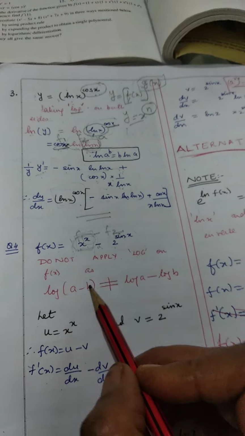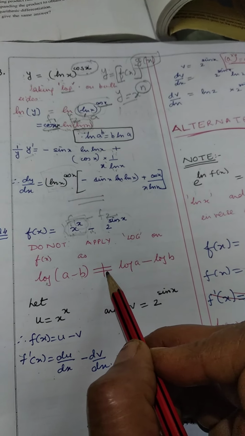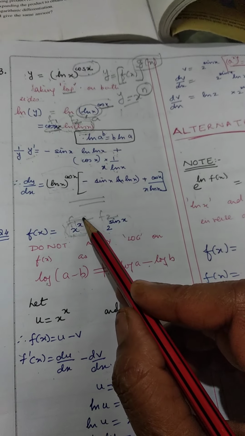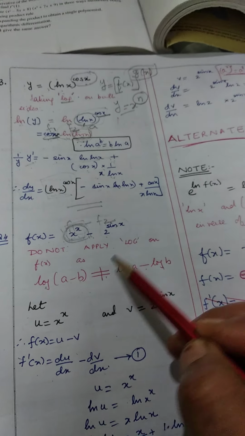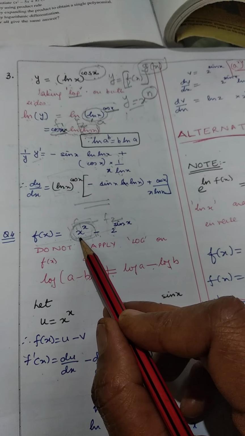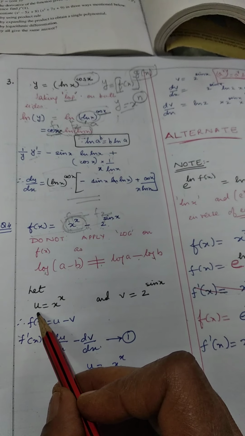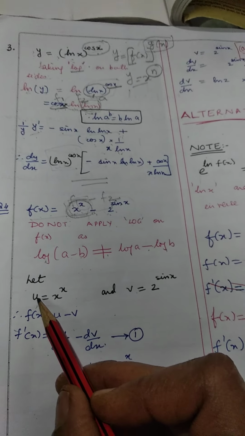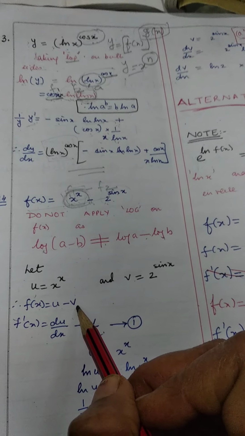But unfortunately, logarithm does not have a property saying log of a minus b is log a minus log b, which says that we cannot apply logarithm individually on this expression. Hence, we will not be taking logarithm of the expression. Instead, we'll go in for two different variables. We'll consider this as a variable u and this as another variable v. So now the function is read as f(x) is equal to u minus v.